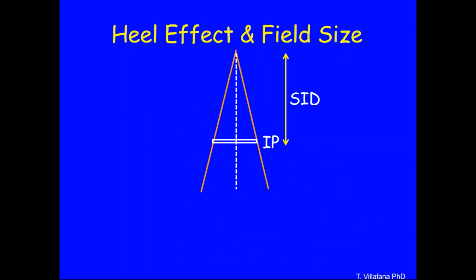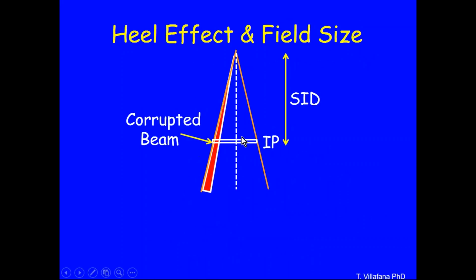Here is an image plate, IP, set at a particular source image distance, the distance from this X-ray source, the tube focal spot, to where you're placing the image plate. And let's introduce the garbage over at the anode end. There's your corrupted beam, the edge that you have that cut off, that greatly decreases intensity.